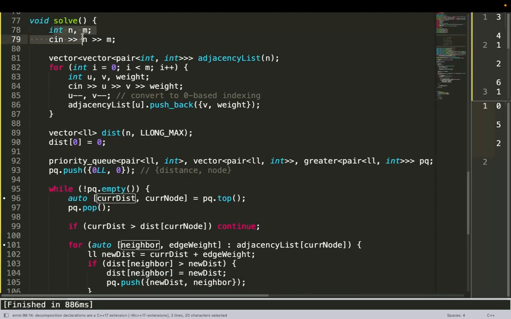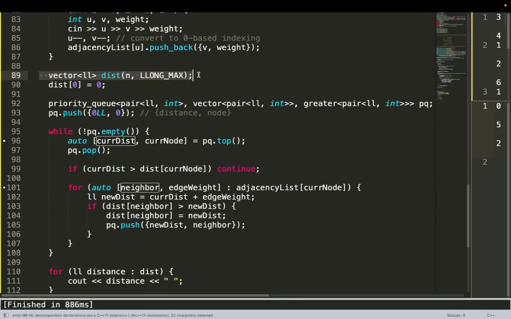So first of all, I am taking the inputs of n and m, constructing the adjacency list, taking the inputs of u, v and weight. That is, there is a flight route from u to v and the length is weight. Took the input, converting it to 0 based indexing, since the format is given in 1 based indexing. Then in my adjacency list of u, I am pushing back v comma weight. Since it is a one-way path, I am not repeating it for adjacency list of v pushing back u comma weight.